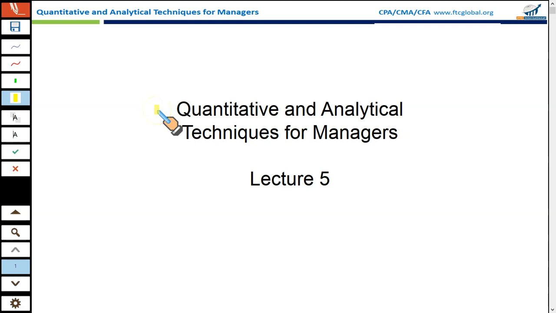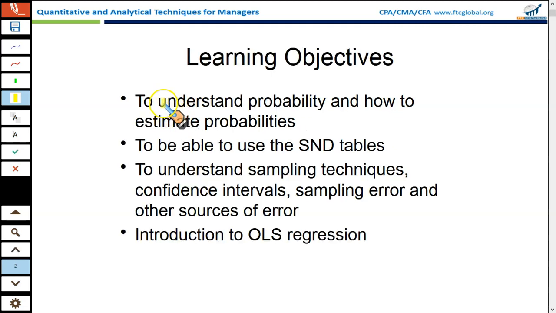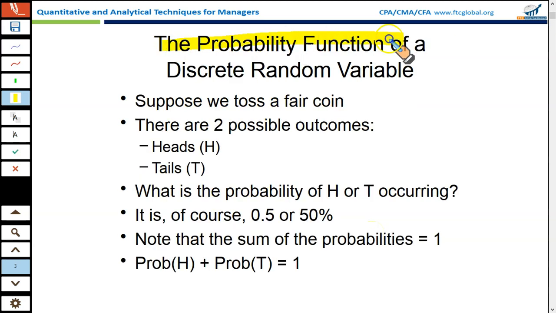Next, your lecture number 5. We are going to learn about understanding probability and how to estimate probabilities to be able to use the standard normal distribution tables to understand sampling techniques, confidence interval, sampling error, and the other sources of error, and finally, the introduction to OLS regression.